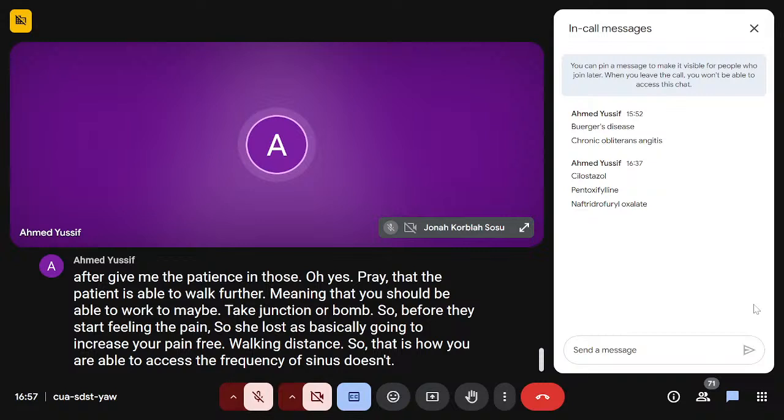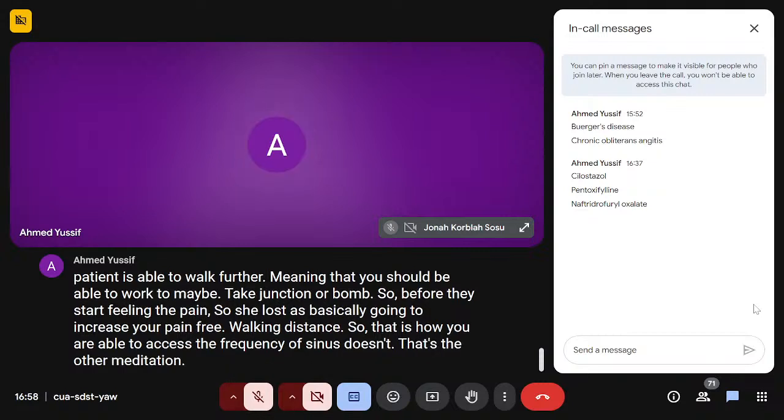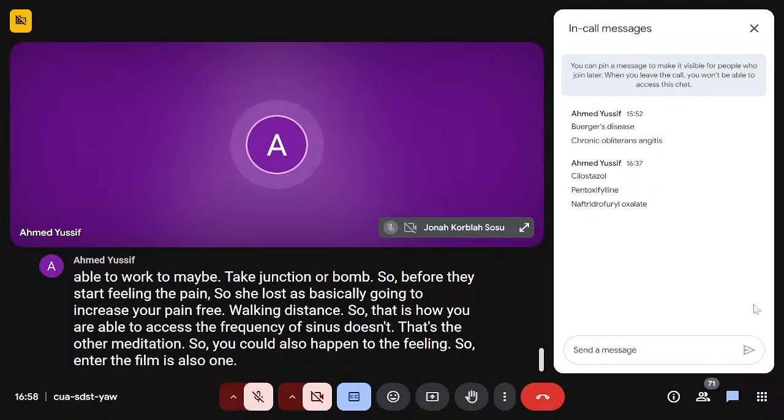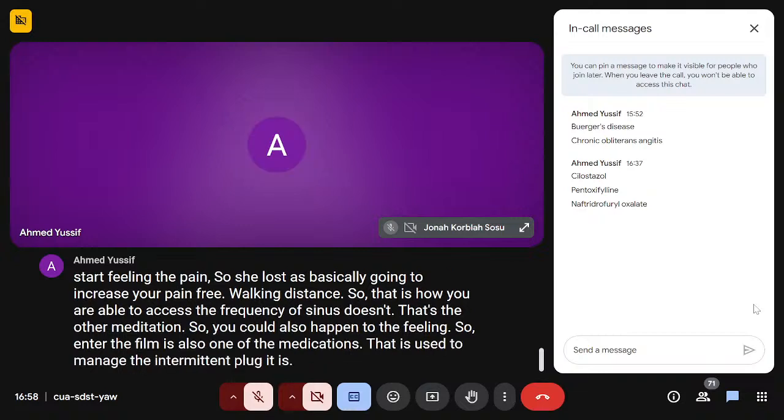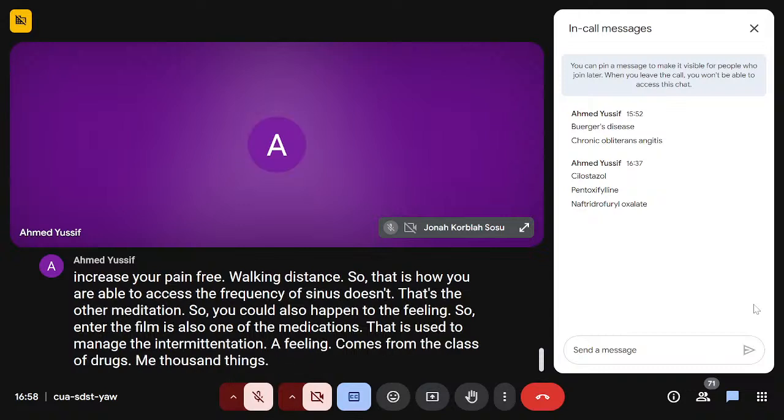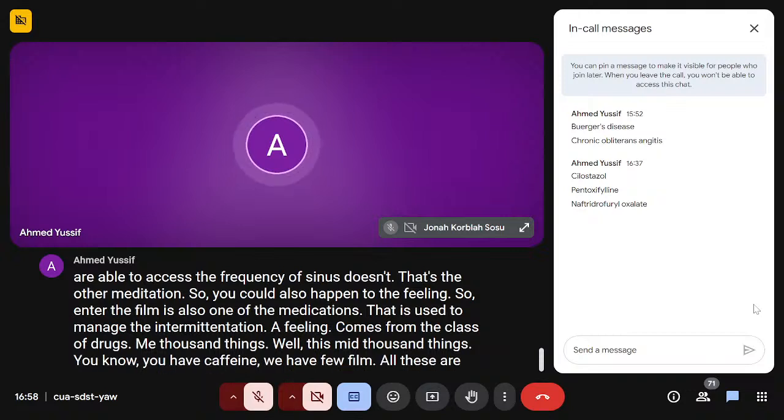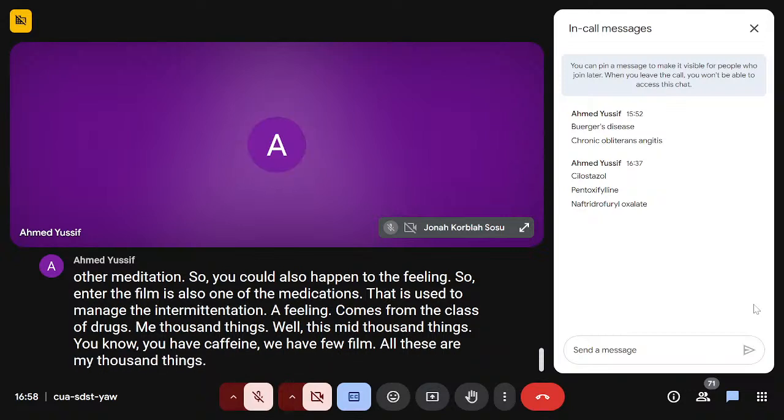All right, let's look at the other medication. So we could also have pentoxifylline. Pentoxifylline is also one of the medications that is used to manage intermittent claudication. Pentoxifylline comes from the class of drugs called methylxanthines. So these methylxanthines, we know we have caffeine, we have theophylline, all these are methylxanthines. So pentoxifylline is a methylxanthine.